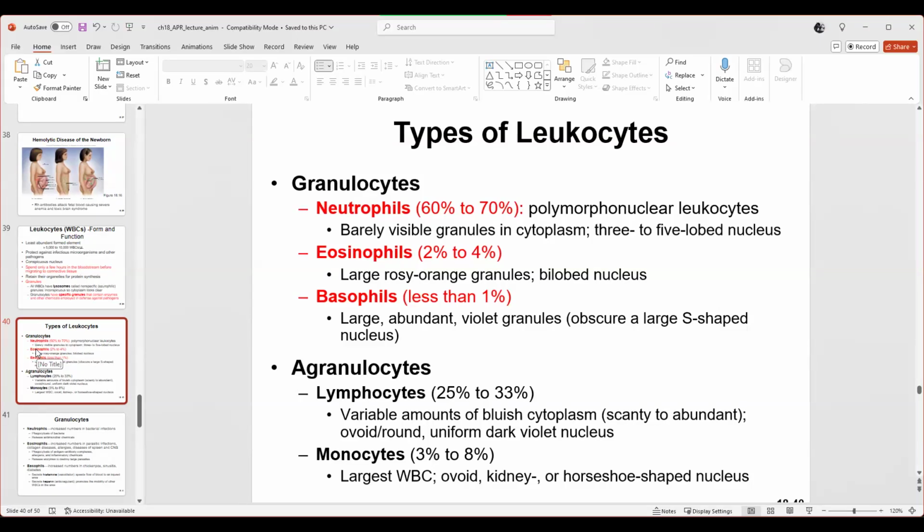Now, we will type and culture, right? See if we can grow the bacterium. We'll take blood out so we can culture it.